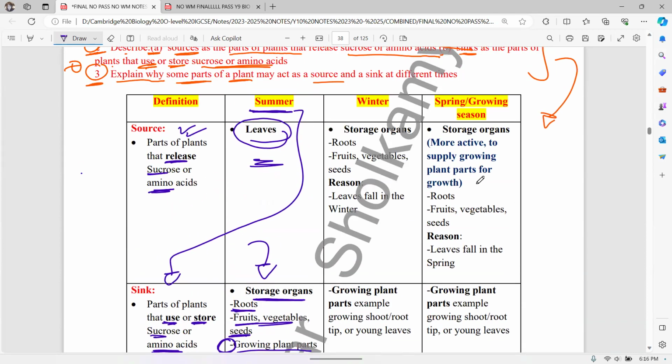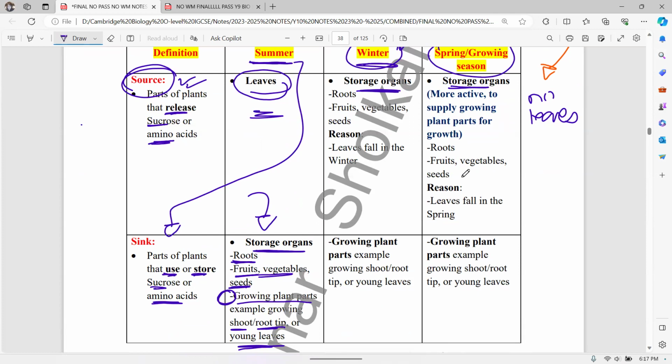Now, going to the winter and the spring, you'll find these two columns exactly the same, because the winter and the spring, or the growing season, are exactly the same. Put in mind that in the winter or the spring, I have no leaves. So the source cannot be the leaves. What will be the source? It will be the what? Wake up with me. It will be the what? Storage organs. Yes, the storage organs.